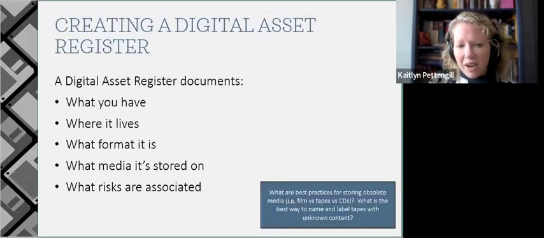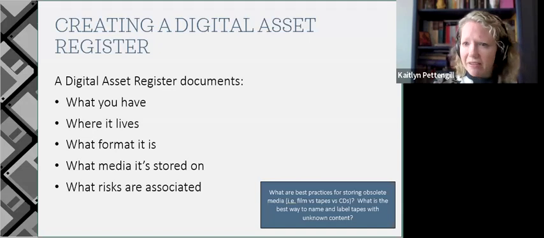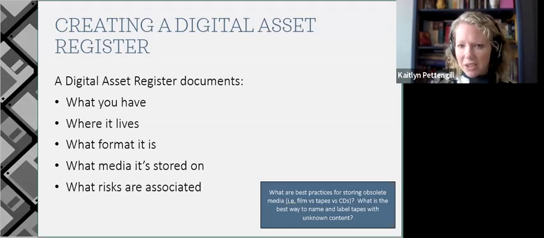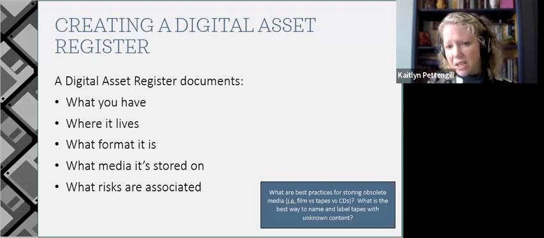Now, up to this point, I've talked about identifying formats, retrieving data, and stabilizing files, but the next step is really digging into documentation. A digital asset register is a simple but really powerful tool. It documents what you have, where it lives on your own systems, if you have that backup in the cloud, what format it is, what media it's stored on, and what risks are associated. And that includes both born digital files and the physical media if you haven't transferred files off of it yet.